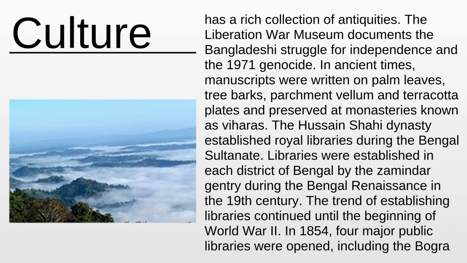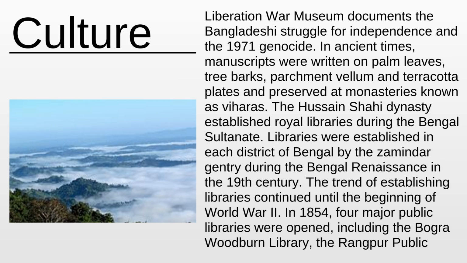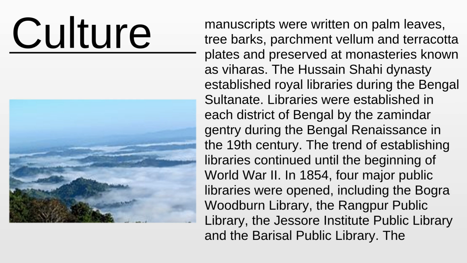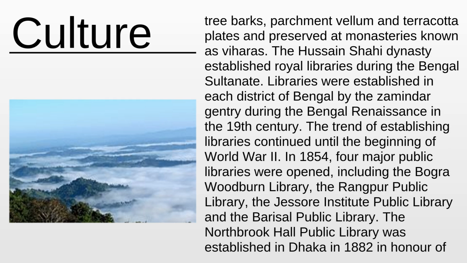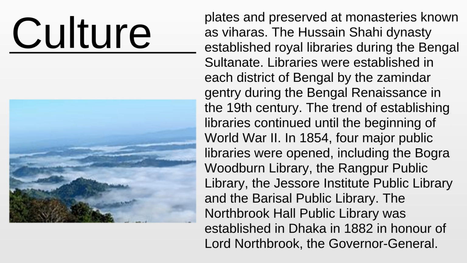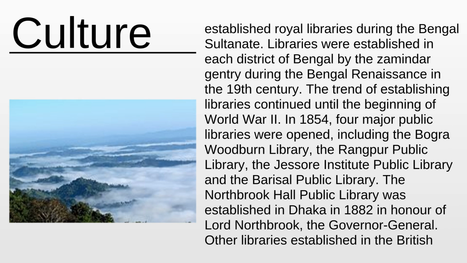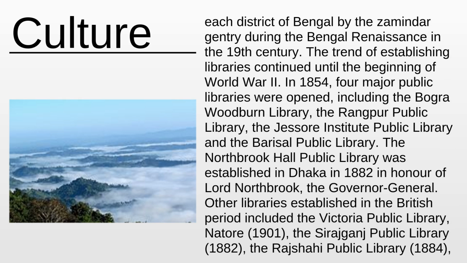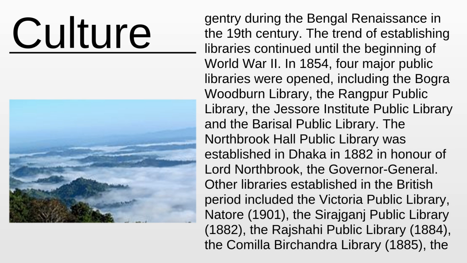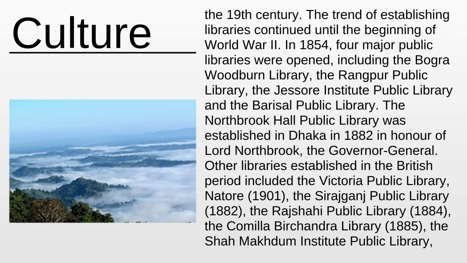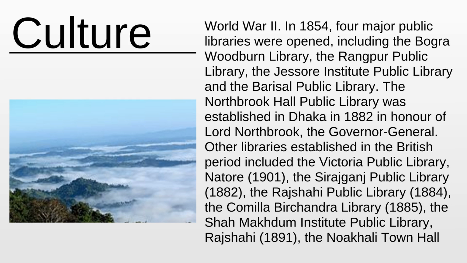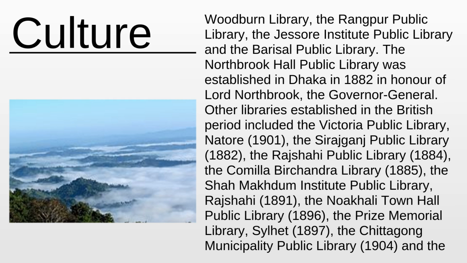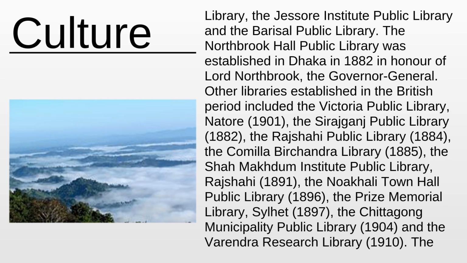In ancient times, manuscripts were written on palm leaves, tree barks, parchment vellum and terracotta plates and preserved at monasteries known as viharas. The Hussain Shahi dynasty established royal libraries during the Bengal Sultanate. Libraries were established in each district of Bengal by the Zamindar gentry during the Bengal Renaissance in the 19th century. The trend of establishing libraries continued until the beginning of World War II. In 1854, 4 major public libraries were opened, including the Bagura Woodburn Library, the Rangpur Public Library, the Jessore Institute Public Library and the Barisal Public Library. The Northbrook Hall Public Library was established in Dhaka in 1882 in honor of Lord Northbrook, the Governor-General.